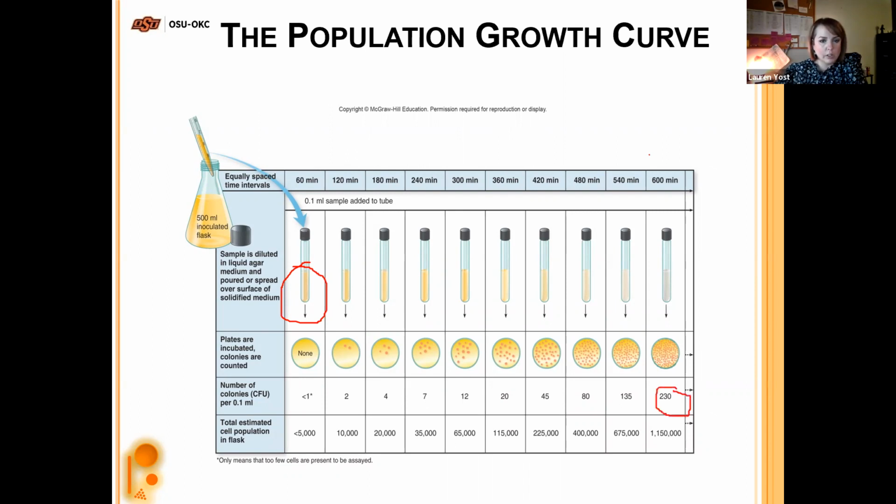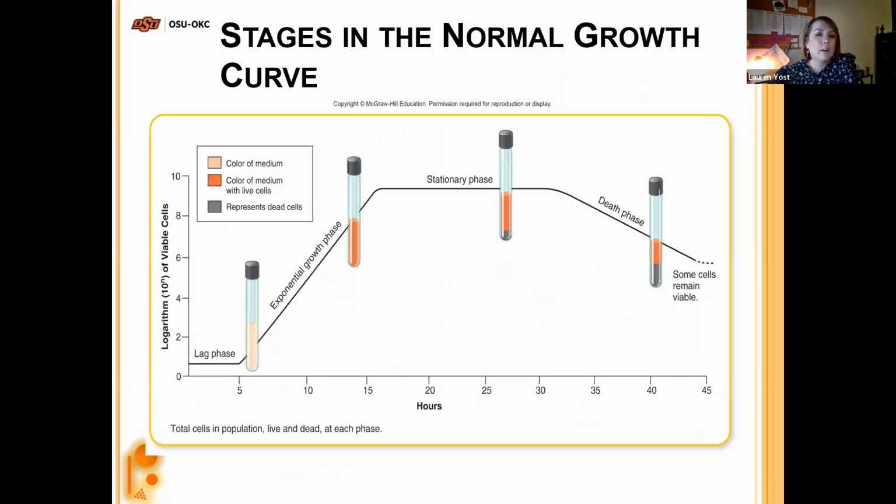So this one's after 600 minutes. They've got so much growth after that amount of time. They've diluted it down and they count out the colonies of how much is growing. Now, they can't grow colonies if they're dead. So now you know approximately what your growth curve is going to look like if it's alive. This is how you might track growth of something in a culture like that.